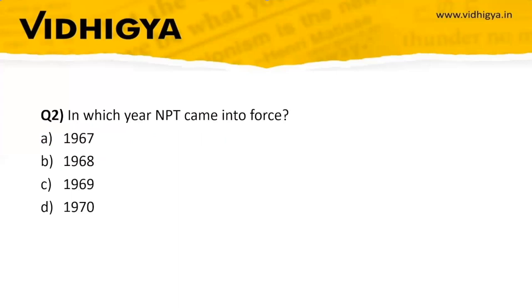Question 2, in which year did NPT come into force? Options are A 1967, B 1968, C 1969, D 1970. The correct option is 1970. The NPT was signed in the year 1968, but it came into force in 1970.